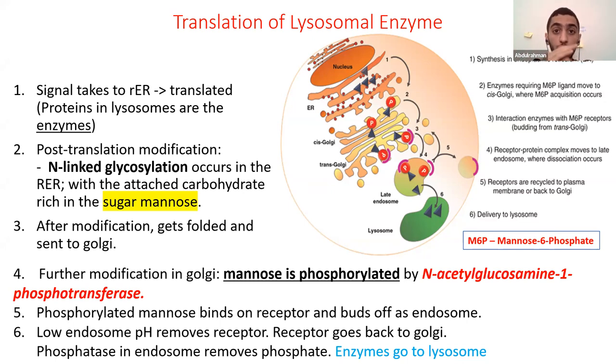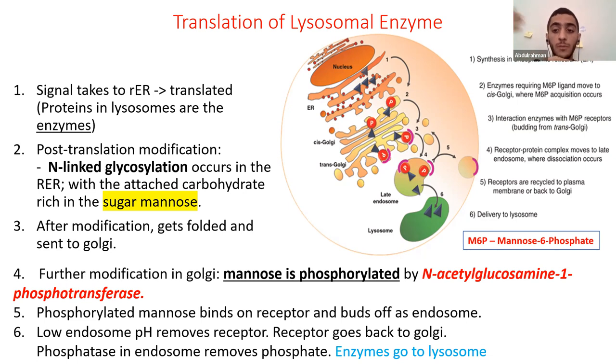Once this mannose is phosphorylated, it will be recognized by a specific receptor. This is a special receptor that only recognizes phosphorylated mannose. If this receptor recognizes the phosphorylated mannose, it will take it into its own endosome, and from its own endosome to the lysosome. Now, there are two special characteristics about the endosome. It has low pH, which is going to remove the receptor off of the enzyme.